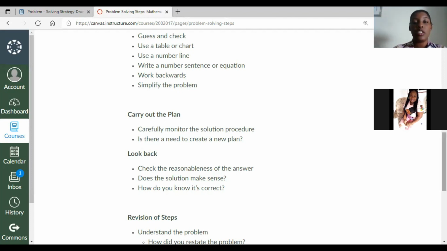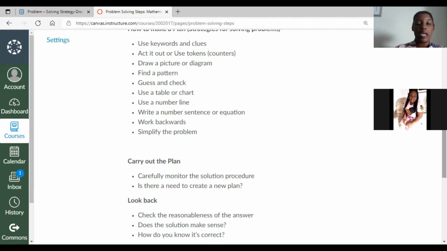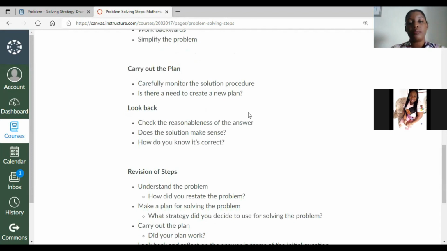So if you say that you're going to use a table and to identify the keywords, that's what you have to do, and to make sure that it is properly aligned to make sure that you get the correct results. And then finally, you're looking back at the problem. Check the reasonableness of your answer. Is this looking like something that could be the answer?